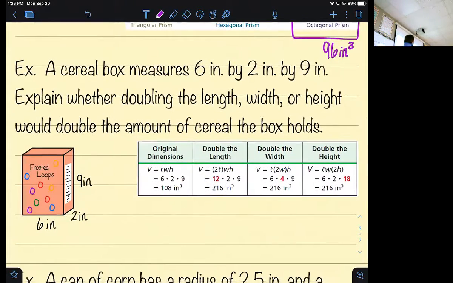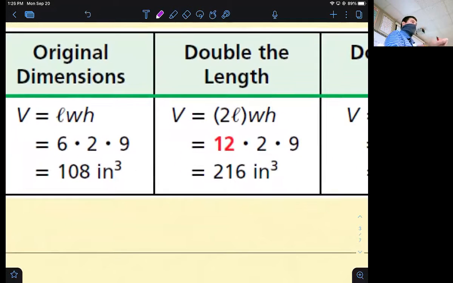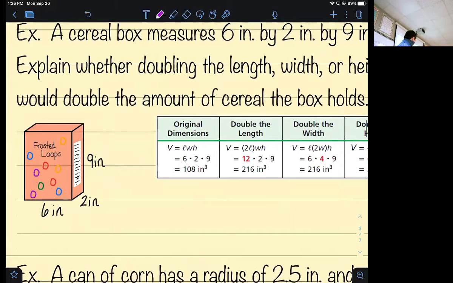If you double the length of the box, that would make it 12 inches by 2 inches by 9 inches. Would that double the volume? Is 216 the doubled version of 108? Yes. In fact, it'd be like putting 2 cereal boxes side by side, wouldn't it? If I doubled this and just made it twice as long, it'd be like 2 cereal boxes side by side.